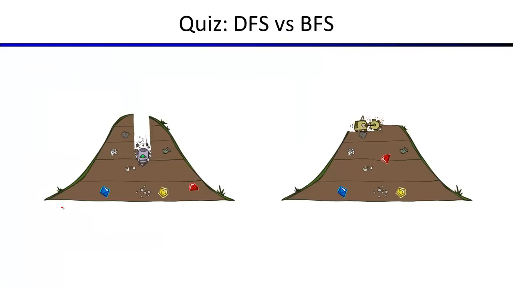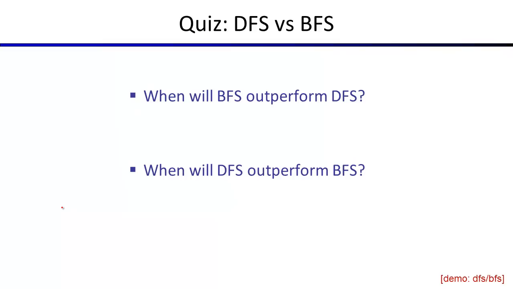Okay, let's do a little quiz here. Depth first search versus breadth first search. When will breadth first search outperform depth first search? And when will it be the other way around? How about the first question? When will BFS outperform DFS?